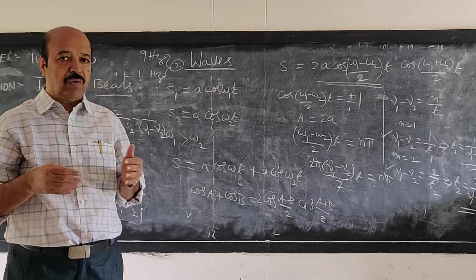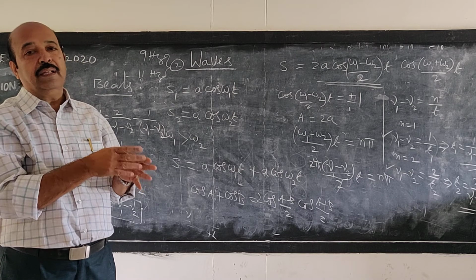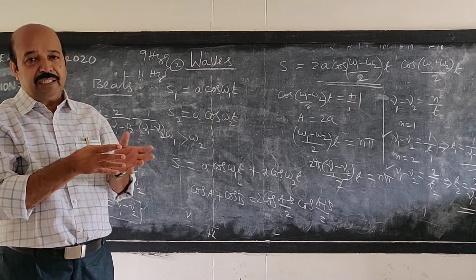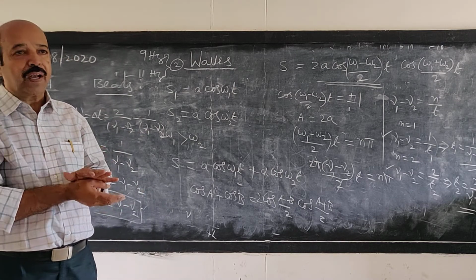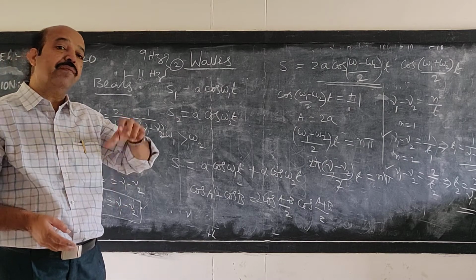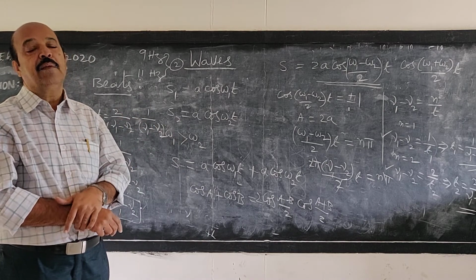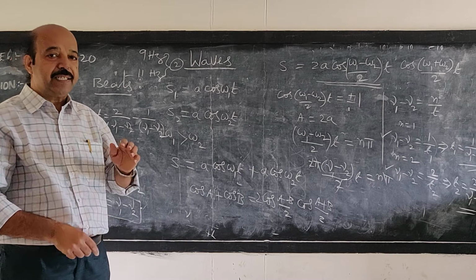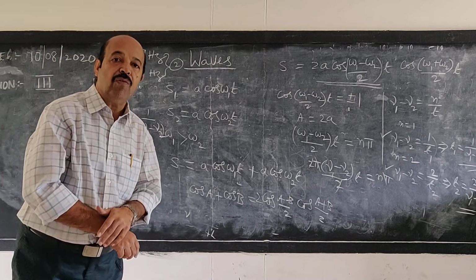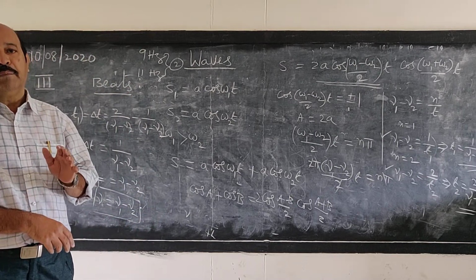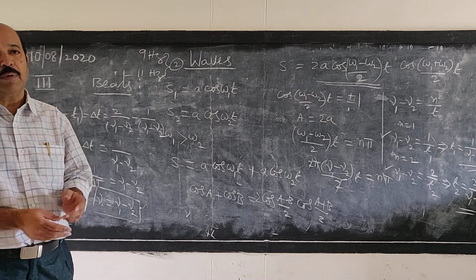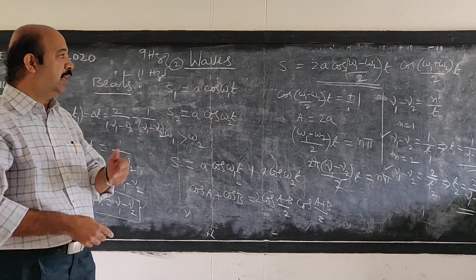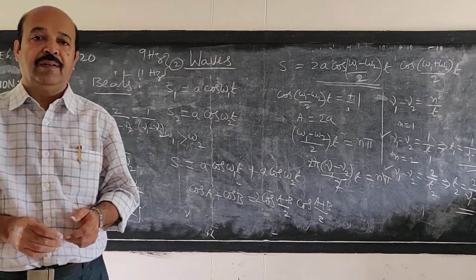So when two sound waves traveling in the same direction with a slight difference in frequency overlap, the amplitude of the resultant wave varies periodically, and this waxing and waning of sound intensity is called the beat phenomenon. So that's about the beat, and this is the mathematical analysis of beat frequency.